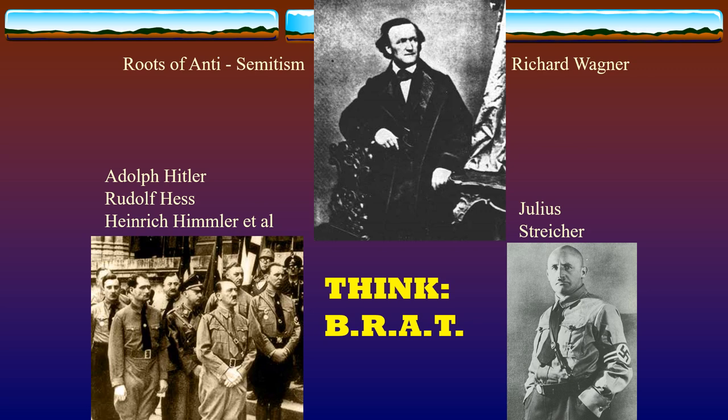So we have to start with the B in BRAT, which, as you recall, because it's in your notes, is blame for the war. Germany has to accept blame for the war. Well, the Germans didn't like that one bit, and they thought there was plenty of blame to go around, which there was. So they have to find a scapegoat, and this is going to serve the Nazis well. But for the origin of that, we have to go back a little bit farther, and that is anti-Semitism. And the roots of modern anti-Semitism in Germany go to one guy, and that's Richard Wagner.